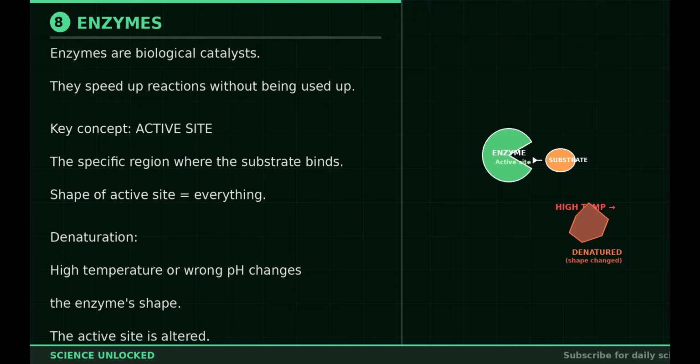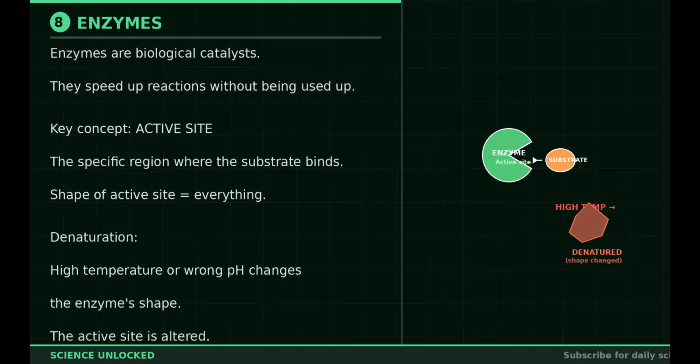This is called denaturation. Denatured does not mean destroyed. It means changed in shape. And because shape is everything for an enzyme, a denatured enzyme is a useless enzyme. This is why a high fever is dangerous. It is not just that you feel hot. Enzymes throughout your body begin to denature. Chemical reactions slow down. Cells begin to fail.